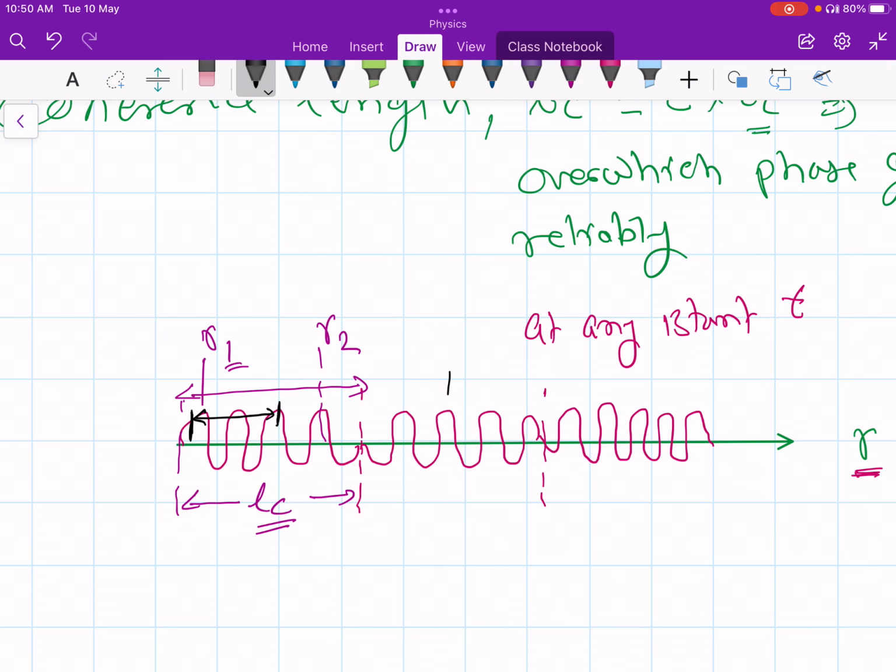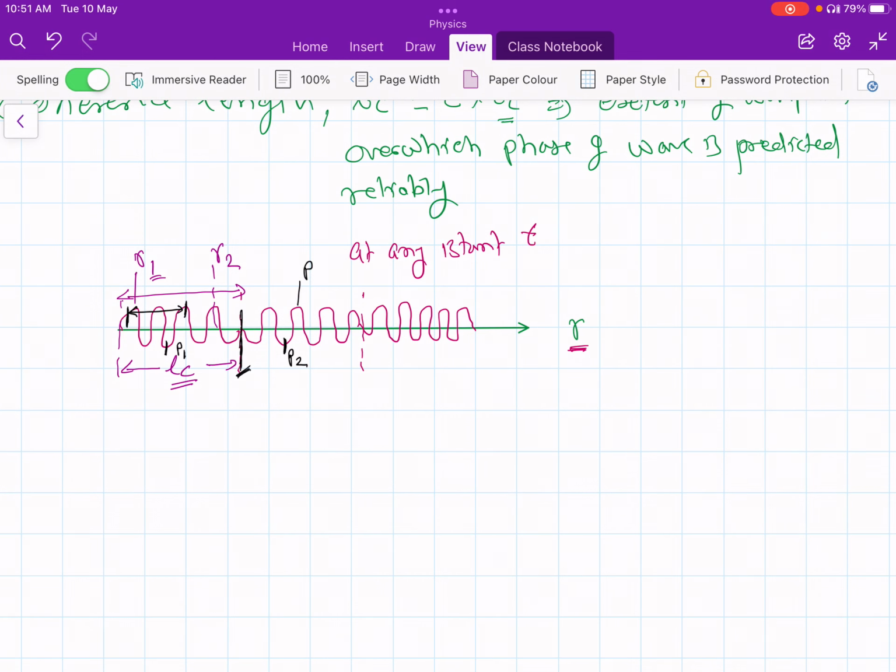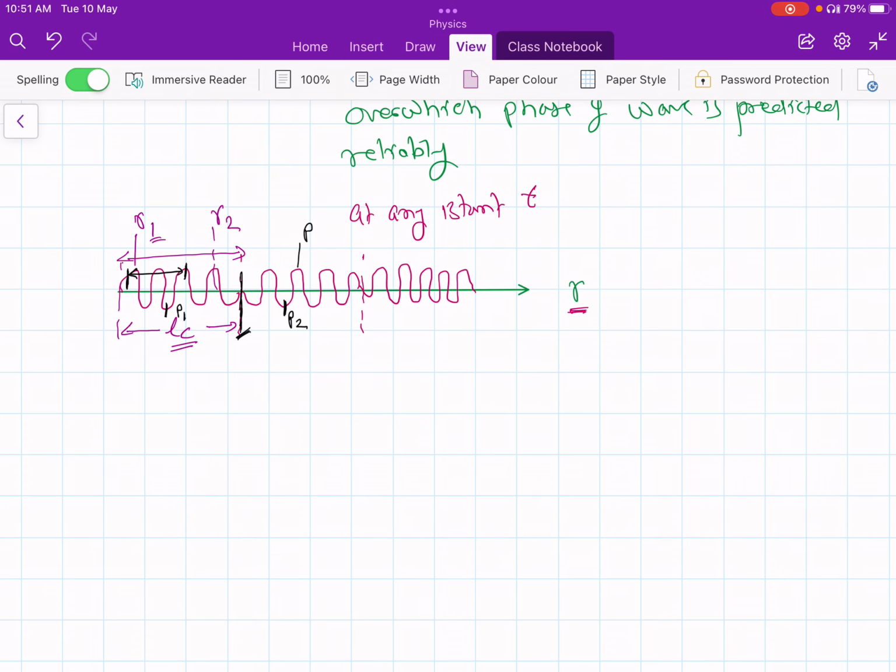But if that point is suppose over here, and at this point the second wave packet starts, where the phase change is abrupt, there is a sudden phase change. So if you take one point on the first wave packet and another point on the second wave packet, then you cannot correlate the phase at point P1 to the phase at point P2, because these two points are on separate wave packets. So as long as the distance between the points is less than the coherence length, you can predict the phase reliably at these points. So that was about the coherence time and coherence length.